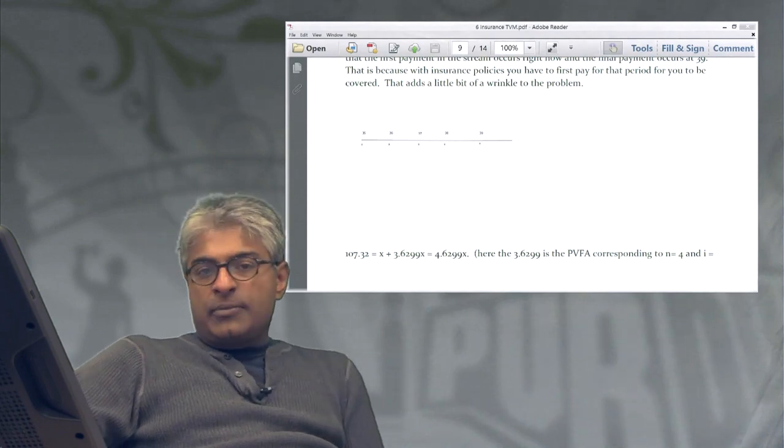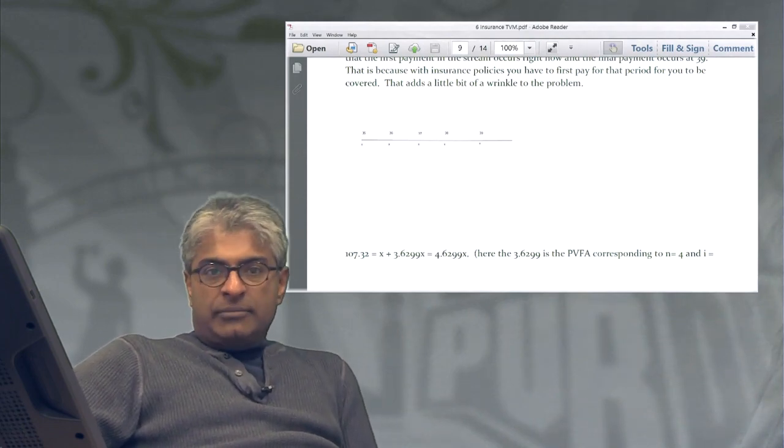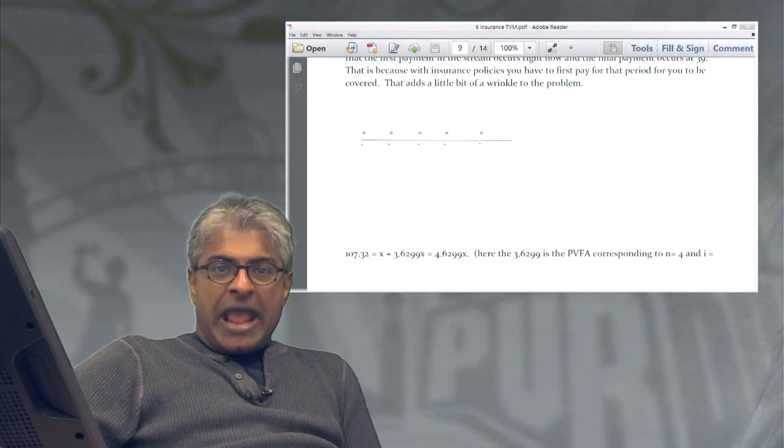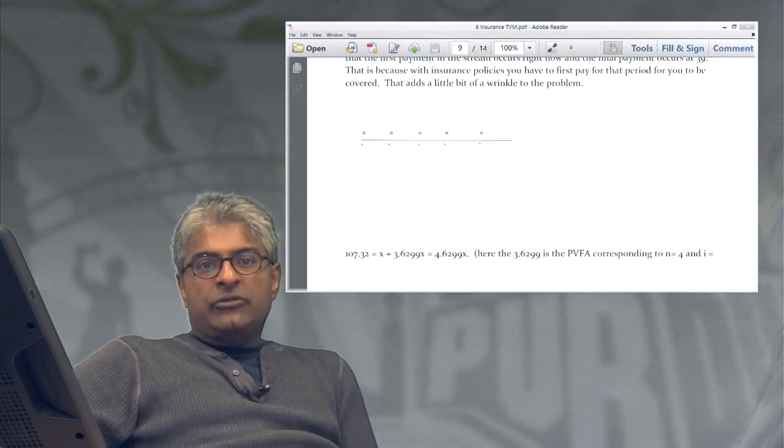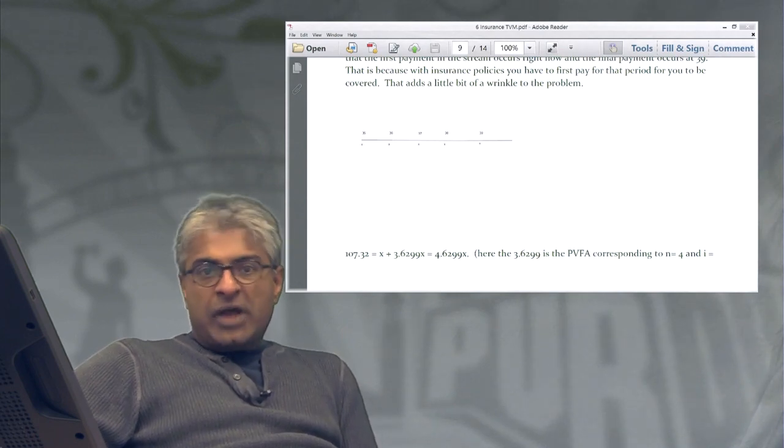So you can see that by breaking up this lump sum into equivalent annual annuity amounts represents a much more affordable way to have insurance.